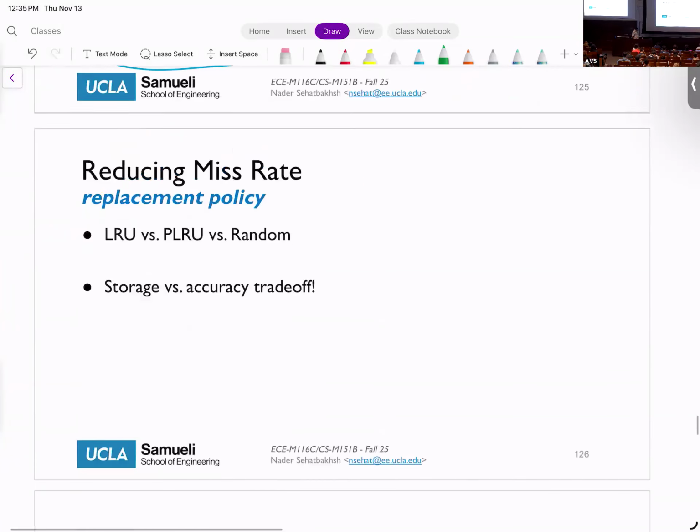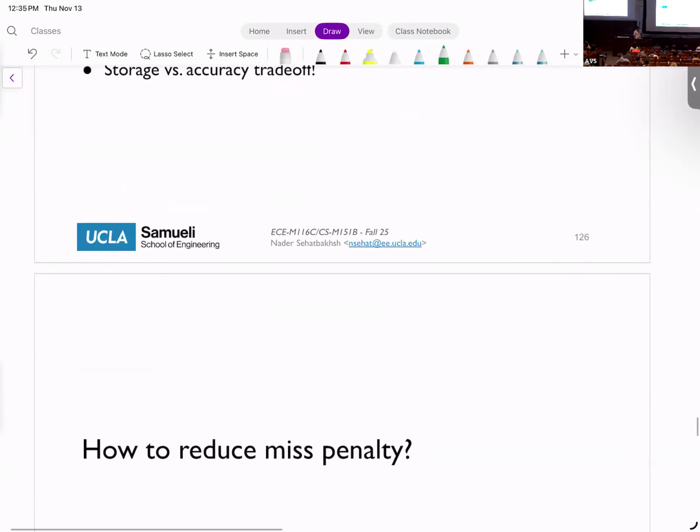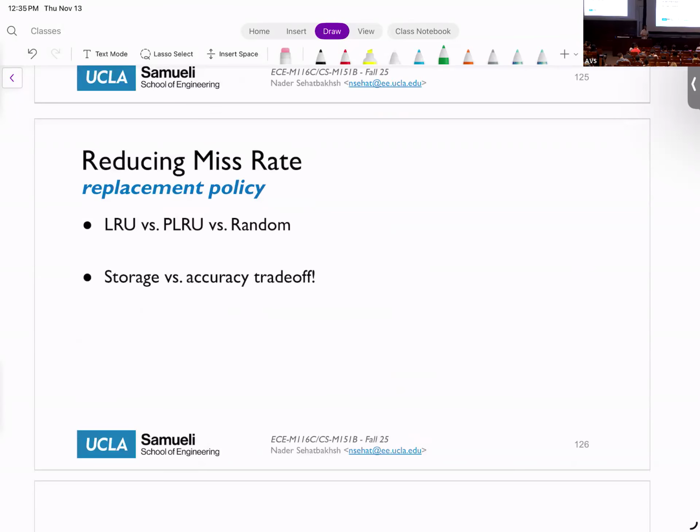Okay. Another way of reducing the miss rate is the replacement policy. We already talked about this, like LRU versus PLRU versus random. The trade-off there is that, of course, you want a better replacement policy, but usually a better replacement policy requires more storage. And sometimes the storage doesn't significantly increase the accuracy, so you want to find a trade-off there as well. But that's basically it for the miss rate. So these are different ways of reducing the miss rate.